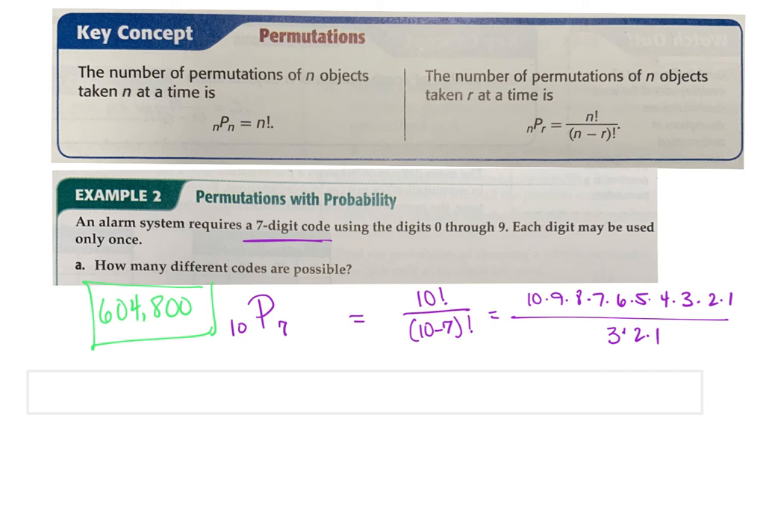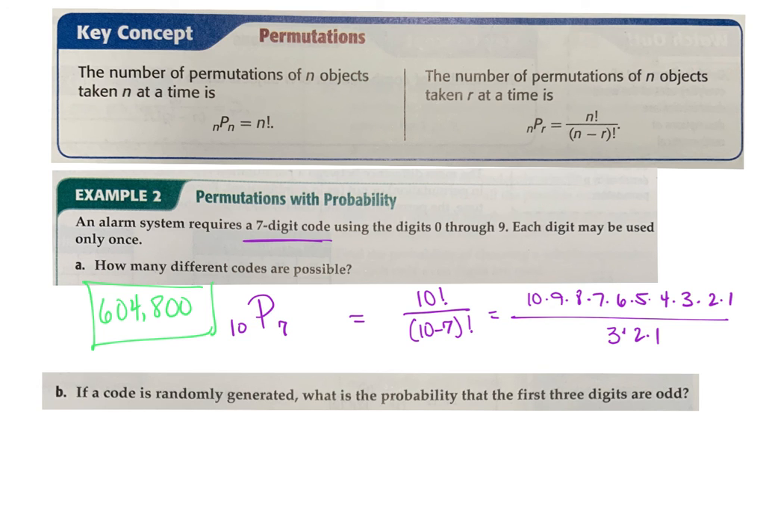So the next example here, it says, if a code is randomly generated, what is the probability that the first 3 are odd? So now we're going back to the term probability, all right? Probability means what I want over total possible, okay? What I want over total possible. We just found the total possible, didn't we? Yeah. What was the total possible? The total possible was this ginormous number here, 604,800. That's my total possible. So now we want to determine the first 3 digits are odd.